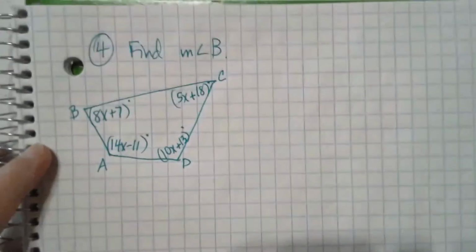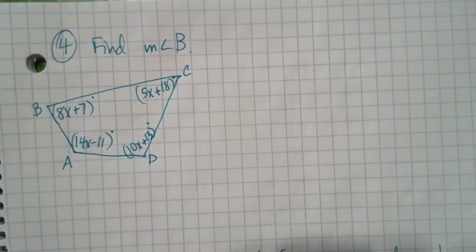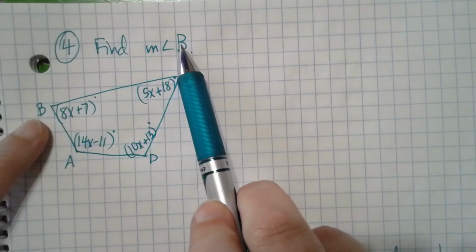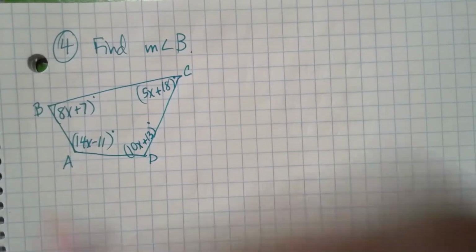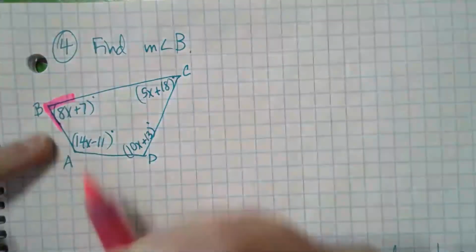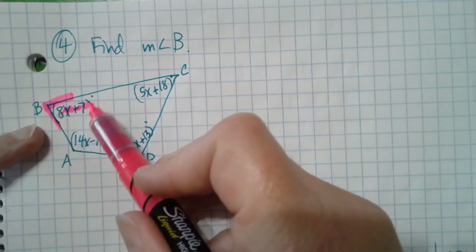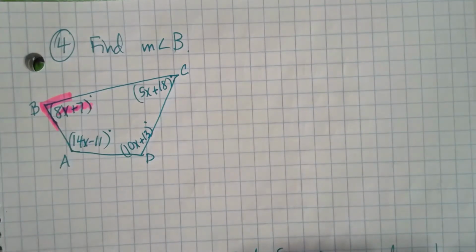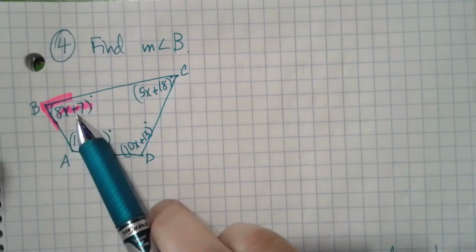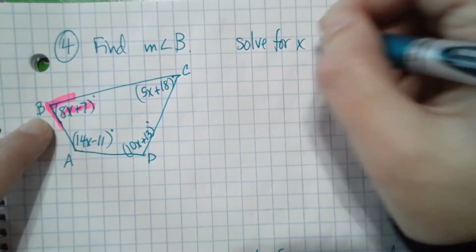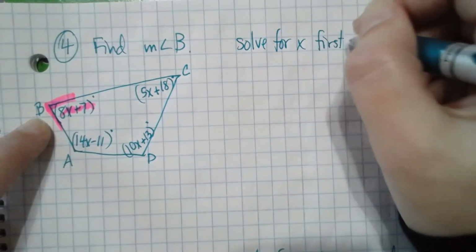All right. So again, here's our next question. Pause while you get a chance to write that down. And then we'll move on. All right, so on this one, it says find the measure of angle B. Angle B is this angle right here. So they're asking us how big is this angle right here. So we need to figure out what 8x plus 7 is. In order to do that, we first need to solve for x. So we're going to solve for x first. Then we'll plug it back in.